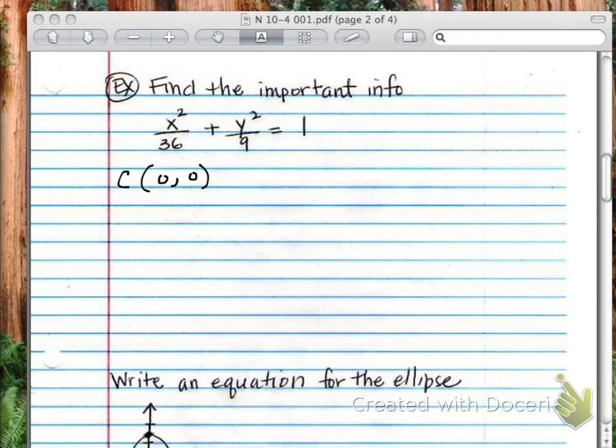All right. So next thing I want to find is the major axis. What is my major axis here? What's the major axis?